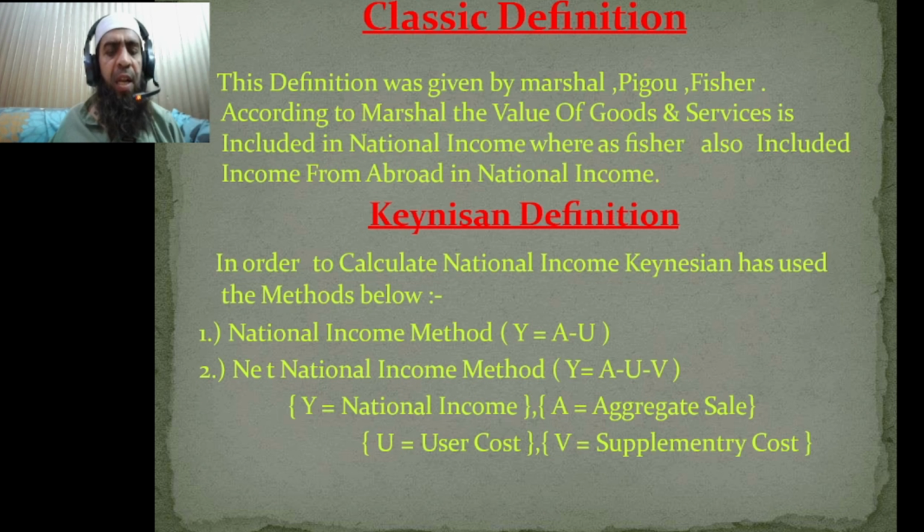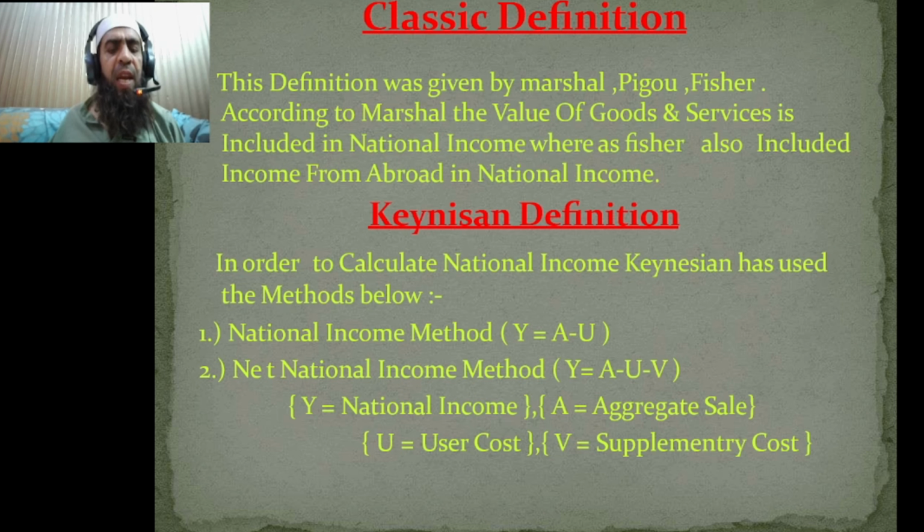Keynesian definition: in order to calculate national income, Keynes used the method below. National income method: Y = A - U. Y denotes national income, A denotes aggregate sale, and U is the user cost. When we subtract the user cost from the aggregate sale, we get the national income.